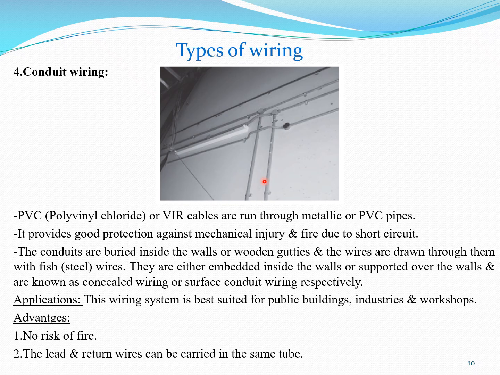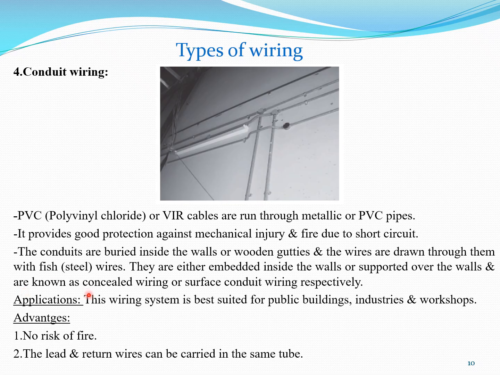These conduits are buried inside the wall or wooden gutties, and the wires are drawn through them with fish or steel wires. They are either embedded inside the wall or supported over the wall, and are known as concealed wiring or surface conduit wiring, respectively. That is the application of conduit wiring. This type of wiring is best suited for public buildings, industries, and workshops.